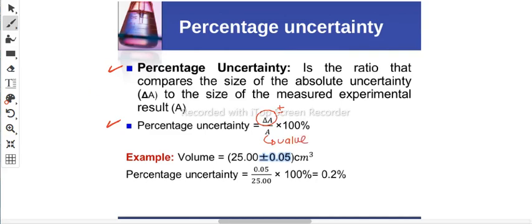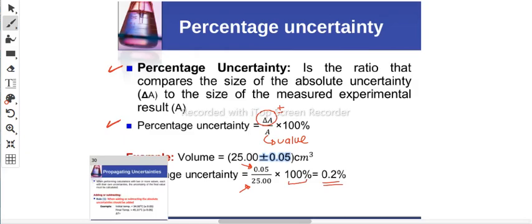I've got here a very simple example. If I am measuring the volume using the graduated cylinder, and the volume is 25 plus minus 0.05 cubic centimeters, then for the percentage uncertainty you take your plus minus value, which is your absolute 0.05, divide it over 25, and multiply by 100%. So your final answer is 0.2. This is called the percentage uncertainty while applying on your calculations.